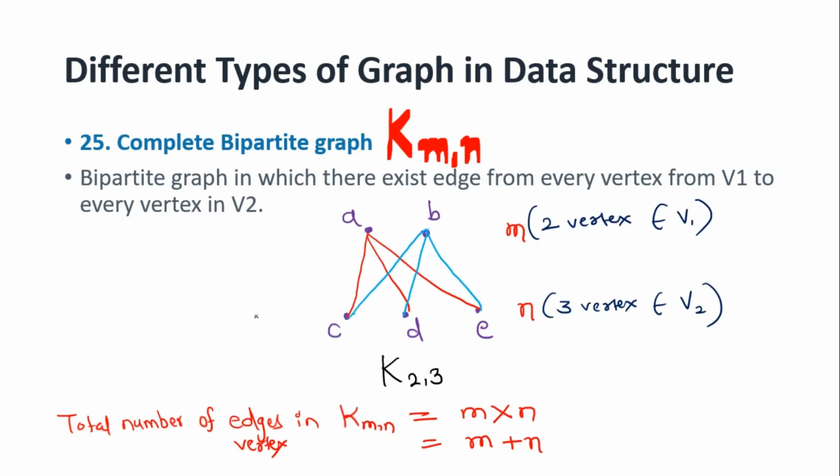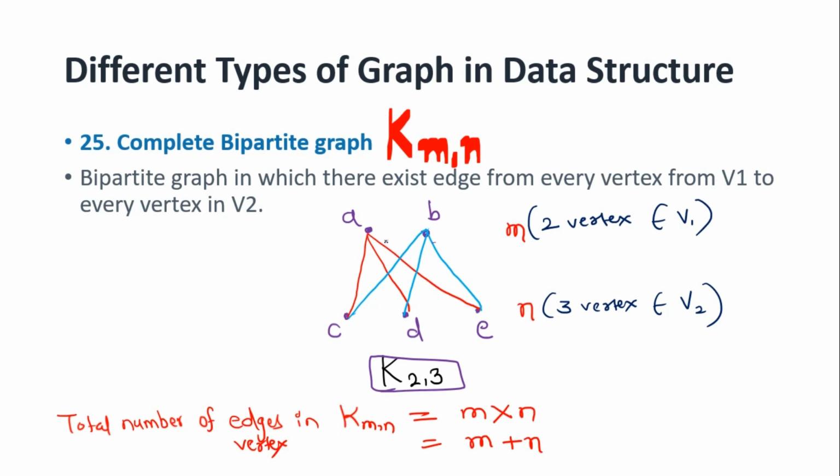Complete bipartite graph. A complete bipartite graph is a graph where every vertex in set V1 has an edge to all the vertices in set V2. It is represented by the symbol K m,n. For example, this is a K2,3 graph. It is a complete bipartite graph where two vertices are present in the top position and three vertices are present in the bottom position. Now we will just draw two vertices at the top and three vertices at the bottom.